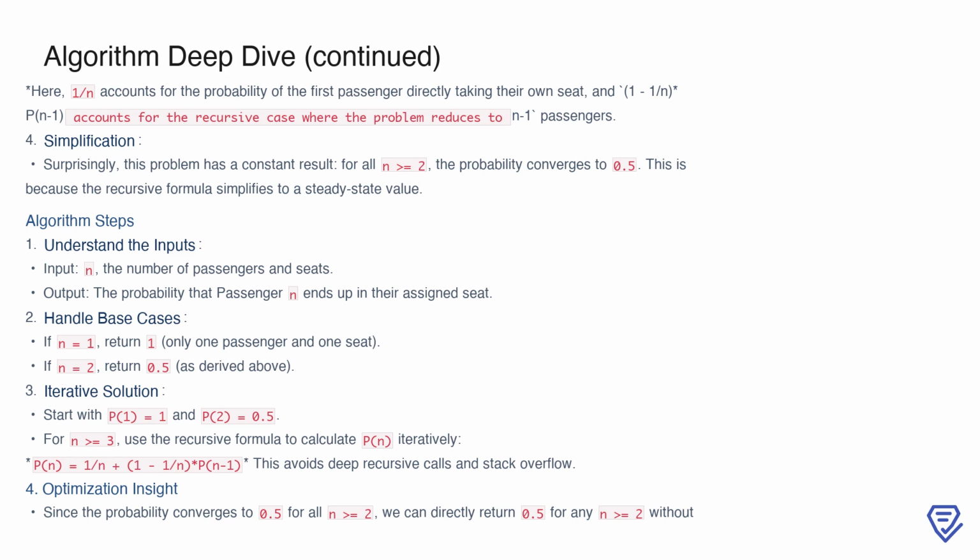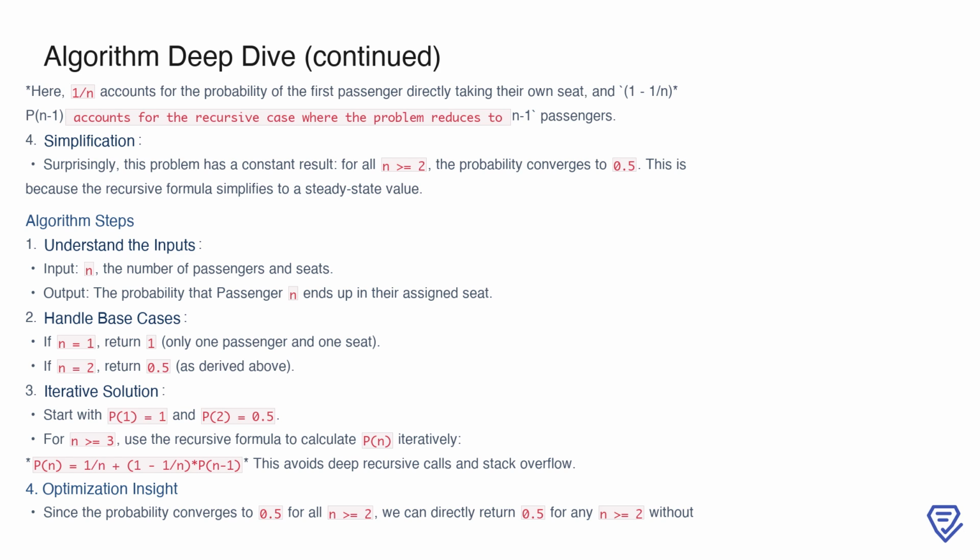Surprisingly, solving this recursively reveals a fascinating result. For all n greater than or equal to 2, the probability converges to 0.5. This simplification significantly reduces the complexity of the problem. Instead of performing recursive calculations for large values of n, we can leverage this insight to directly conclude that the probability is always 0.5 for n greater than or equal to 2.